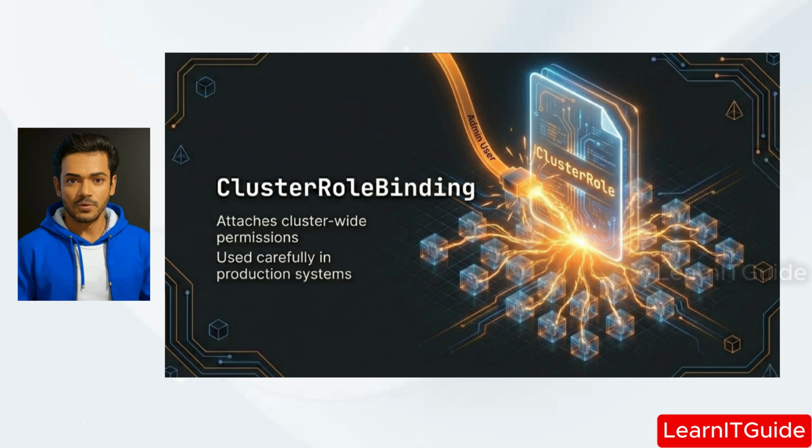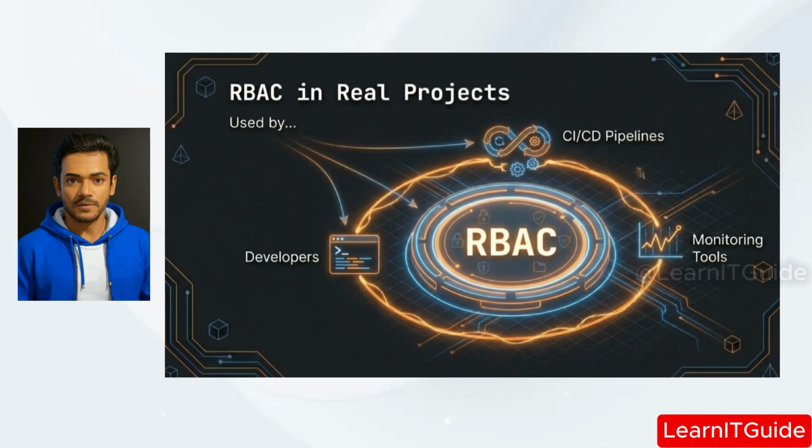Here's something very important. RBAC is not only for humans. Your monitoring tools, your CI/CD pipelines, your automation scripts, they all use RBAC. If RBAC is wrong, automation fails. If RBAC is too open, security fails. This is why in real projects, RBAC is always carefully designed.